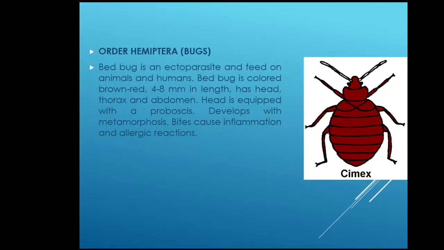The next order is order Hemiptera. These are bugs. Most bugs are parasites of animals, plants, and people. Bed bug is a temporary human parasite and each feeds on the blood of animals and people. The color of this bug is brownish red. The size is nearly 4 millimeters. Each has head, thorax, and abdomen.